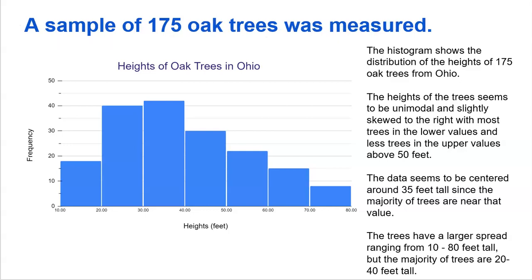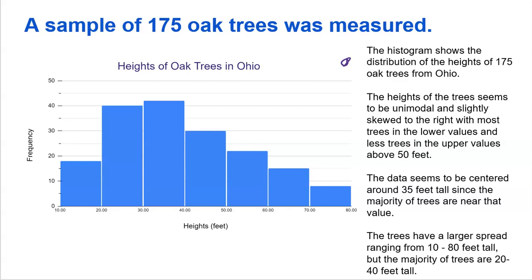Okay, so here is a histogram of those heights. We clearly see that we have intervals of size 10 on the bottom. Each bin tells us how many trees fell into that height range. And now I want you to talk about the data. So don't forget about that intro. Always give that intro. The histogram shows the distribution of the heights of 175 oak trees from Ohio.